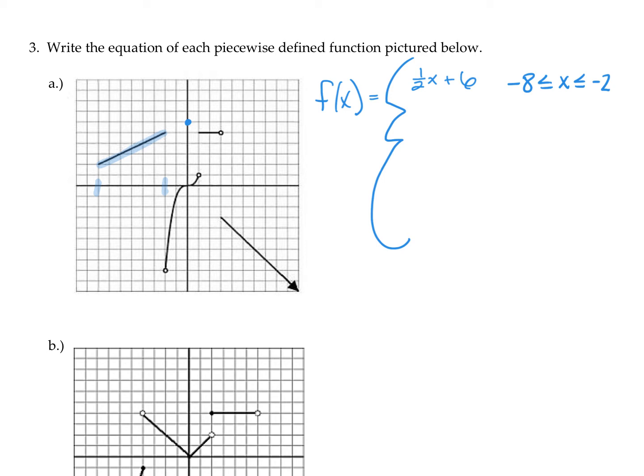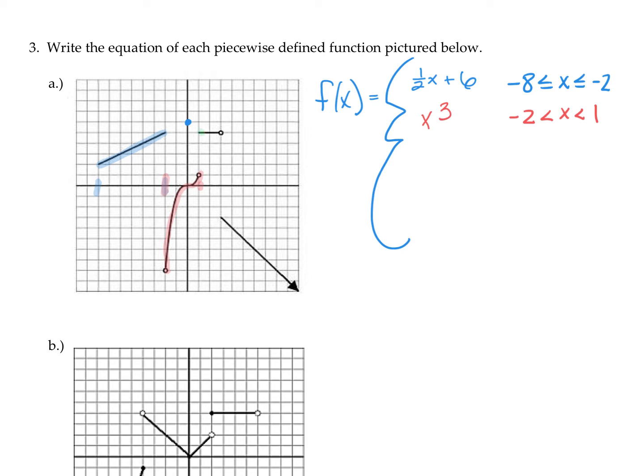All right, look at the next piece, which is this little squiggly piece here. That is actually a cubic function, so x to the third, and that is true from this x value to this x value, but not included. So it'd be -2 is less than or equal to x, which is less than 1.